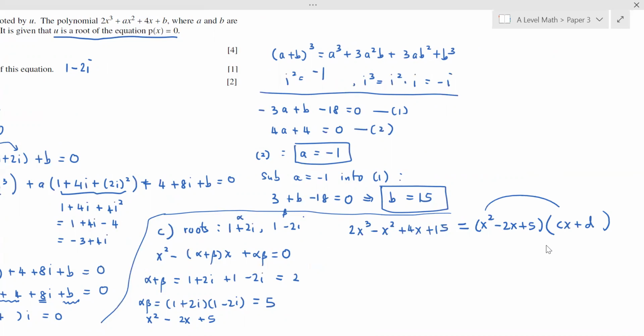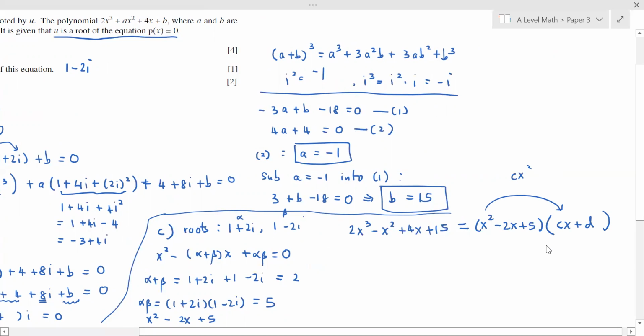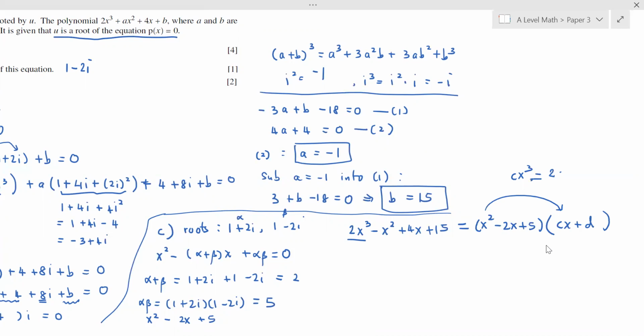Now let's look at this. x squared times cx is cx cubed, compared to 2x cubed. So we know that c must be 2. And let's look at these last two here. This will give us 5d, that is the constant term. And the constant term on the left side is 15. So 5d must be 15, then d must be 3.